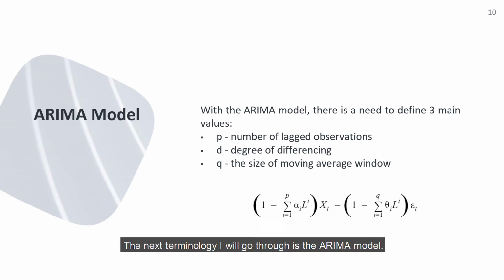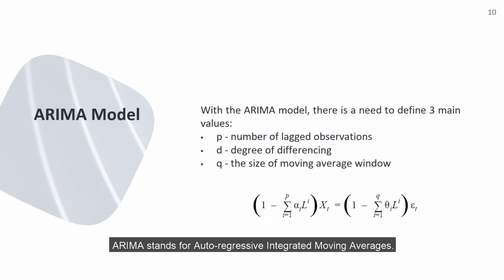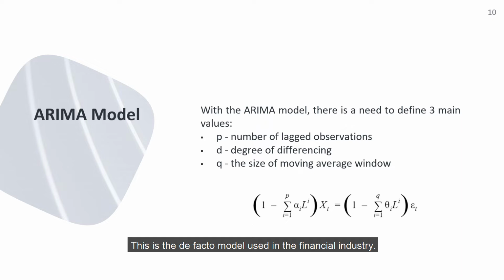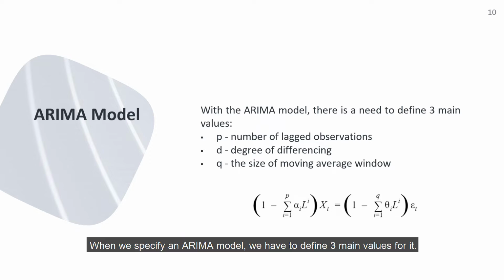The next terminology I will go through is the ARIMA model. ARIMA stands for Autoregressive Integrated Moving Averages. This is the de facto model used in the financial industry. It was created during the pre-neural network era and is a mathematical model that performs regression on moving averages of a certain window. When we specify an ARIMA model, we have to determine 3 main values for it.